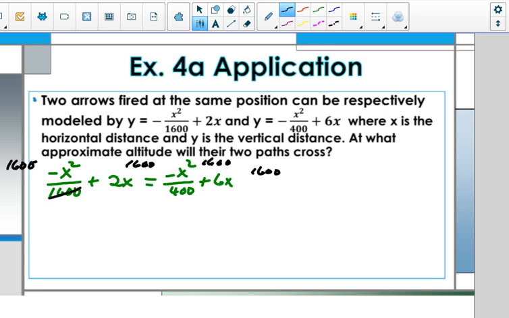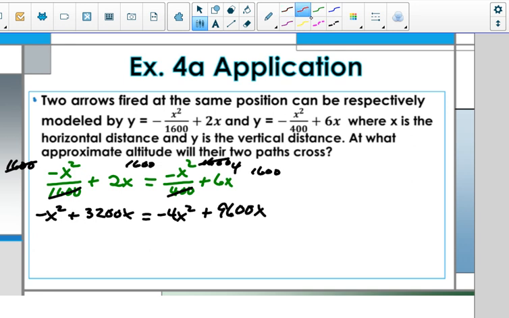So 1600 divided by 1600 is 1. So that just gives me a negative x squared plus 2x times 1600 is 3200x. 400 into 1600 just gives me 4. 4 times a negative x squared is a negative 4x squared. And then 1600 times 6x gives me 9600x. Now I need to get everything to one side, so I'm going to bring everything to the left. So I need to add 4x squared and subtract 9600x on both sides.